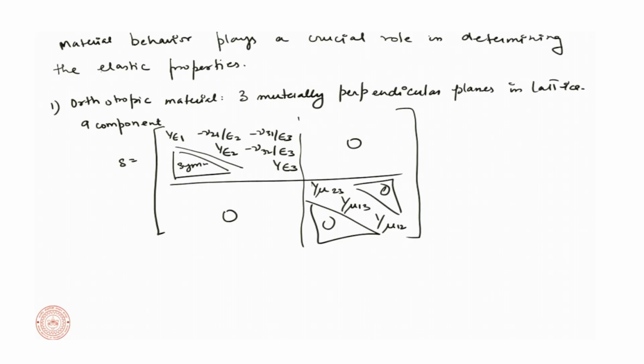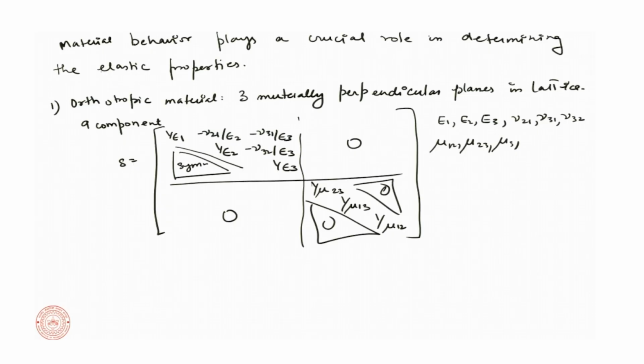We have 9 constants. So we have E1, E2, E3. We have nu 21, nu 31, nu 32, and then we have mu 12, mu 23, mu 31. These are the 9 constants that we have to use in this case.